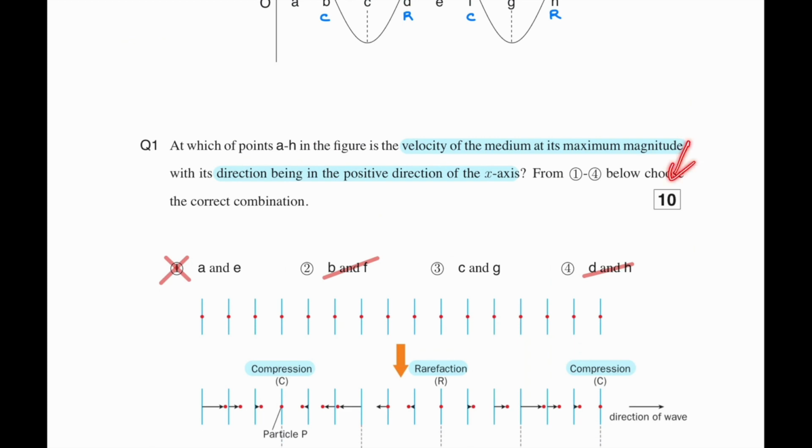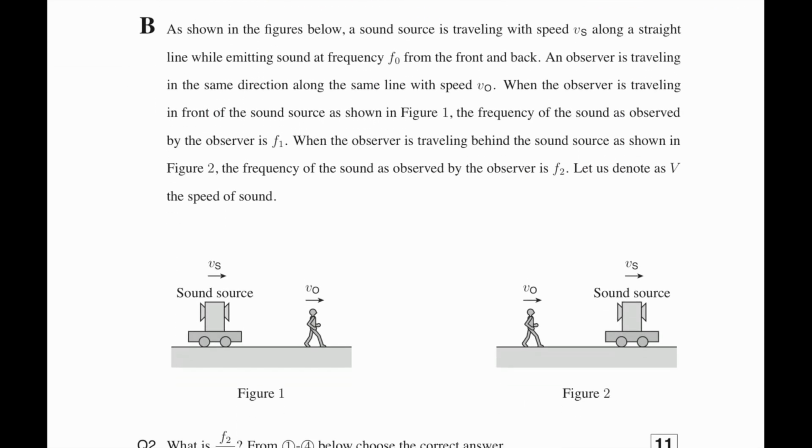This is question number 10. For question number 11, as shown in the figure below, a sound source is traveling with speed Vs along a straight line while emitting sound at frequency F0 from the front and back. So the emitting sound is F0. An observer is traveling in the same direction along the same line with speed VO. So this is the speed of the observer, VO.